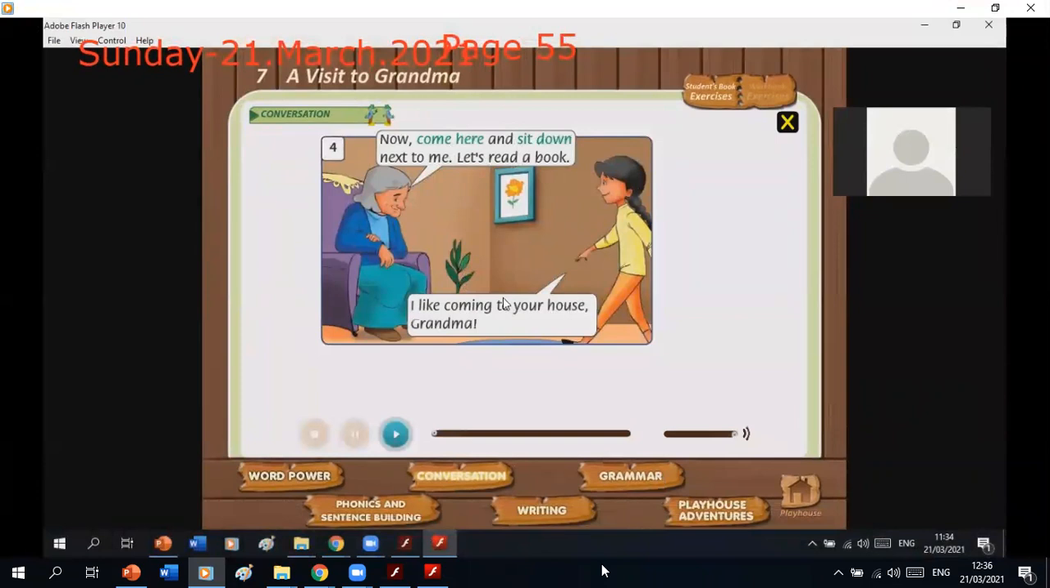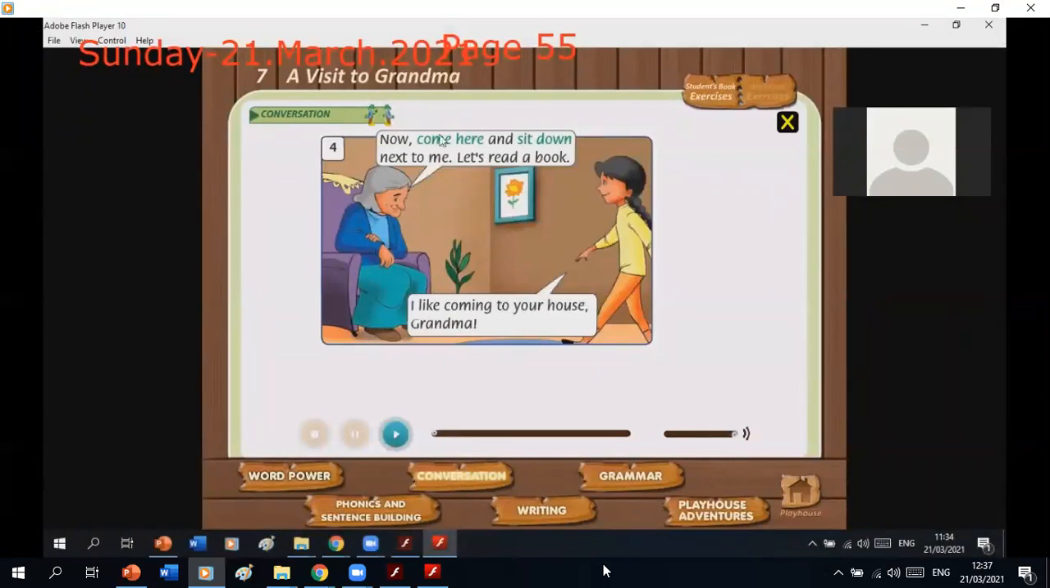Let's read a book. Great. A book. Read a book. Excellent, Hamza. So she wanted her to read a book, right? Thank you, Hamza. Yalla, Farah. I like coming to your house, Grandma. Great. Do you like the house of Grandma, Farah? Is it nice? Yes, very nice. So she went from here to read a book with her.